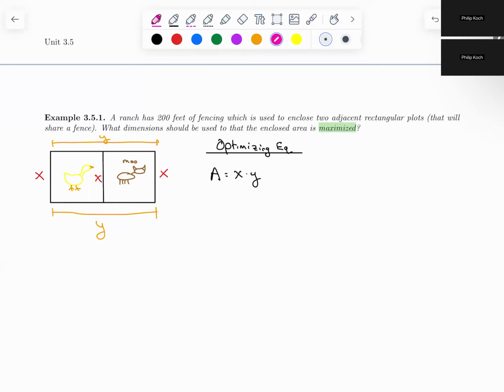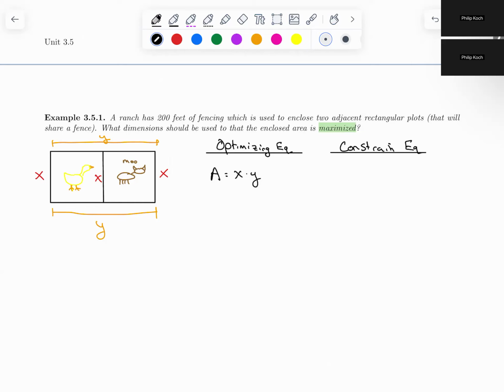The 200 feet of fencing. That hasn't come into play. That's a bound. The squirrel farmer can't use more than 200 feet of fencing. So we have a constraint equation. If we add up all the side lengths, it should only be at most 200. And since we're trying to maximize it, we should definitely use all 200 feet of fencing.